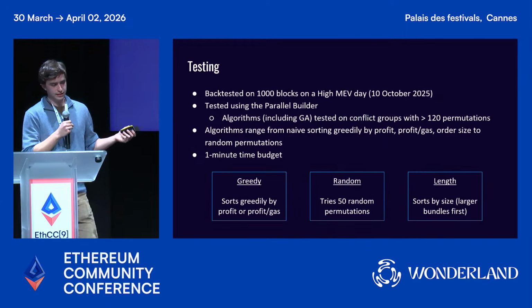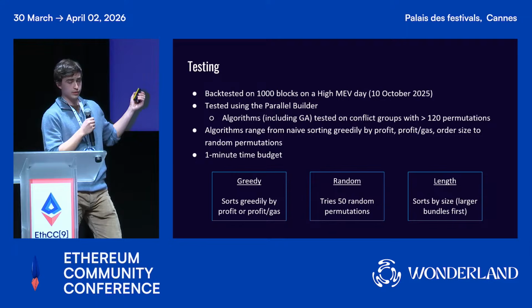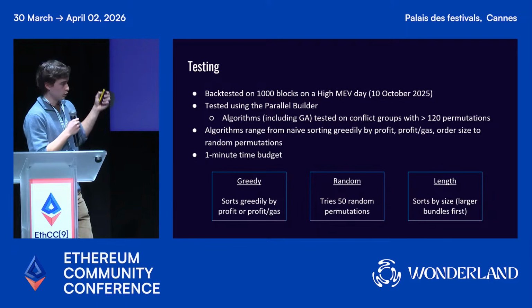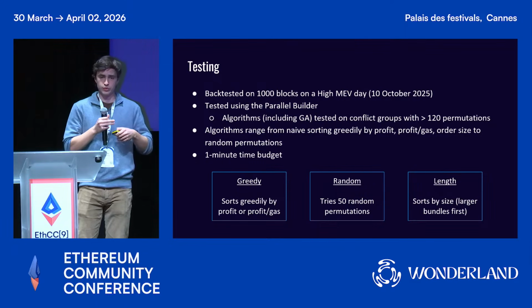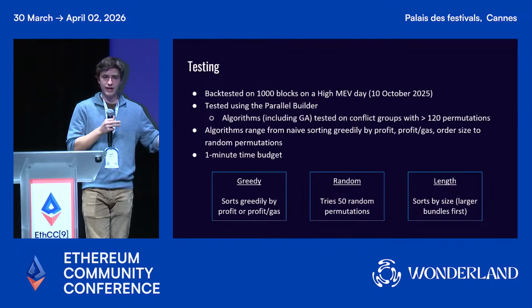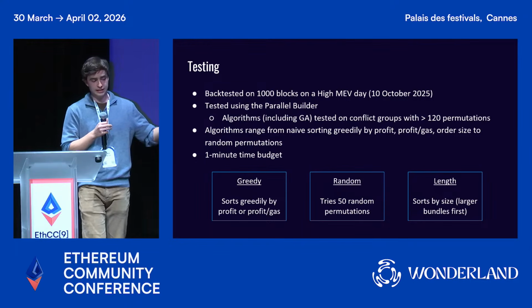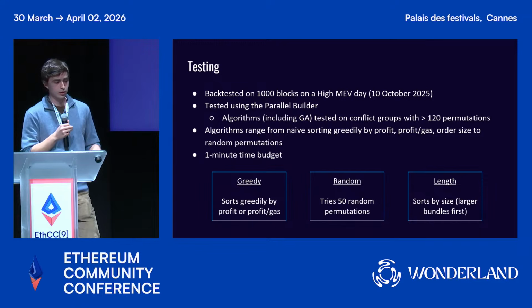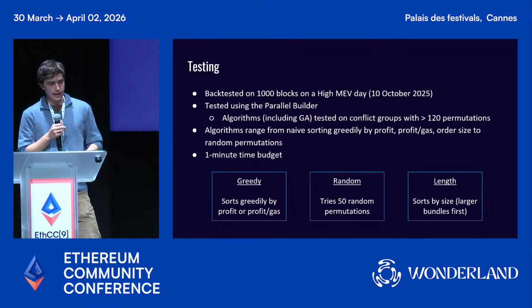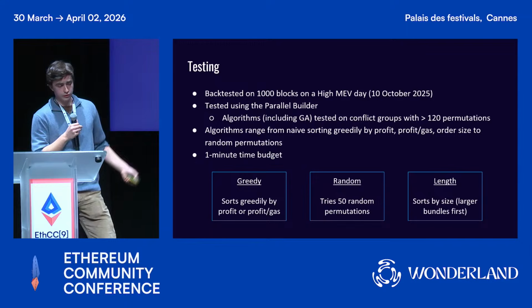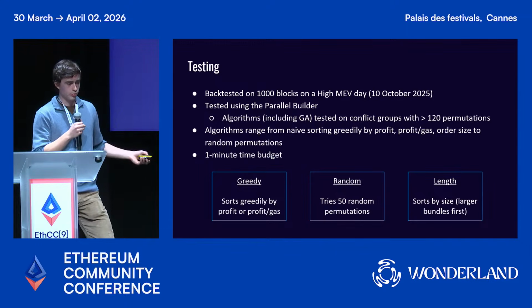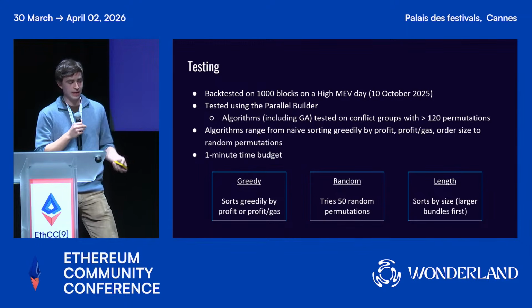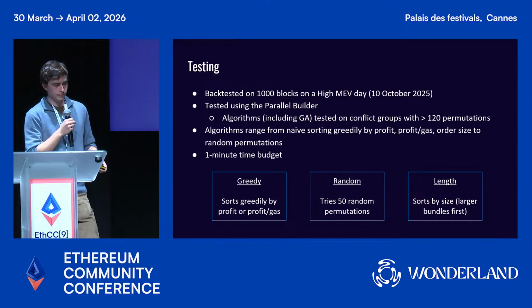So we tested on 1,000 blocks on a high MEV day using the parallel builder. The parallel builder was forming these conflict groups, and then we ran the genetic algorithm along with the existing algorithms that the parallel builder has on these conflict groups. And you can see some of the other algorithms that we were comparing it to. They're pretty simple. And we had a 1 minute time budget for the genetic algorithm.